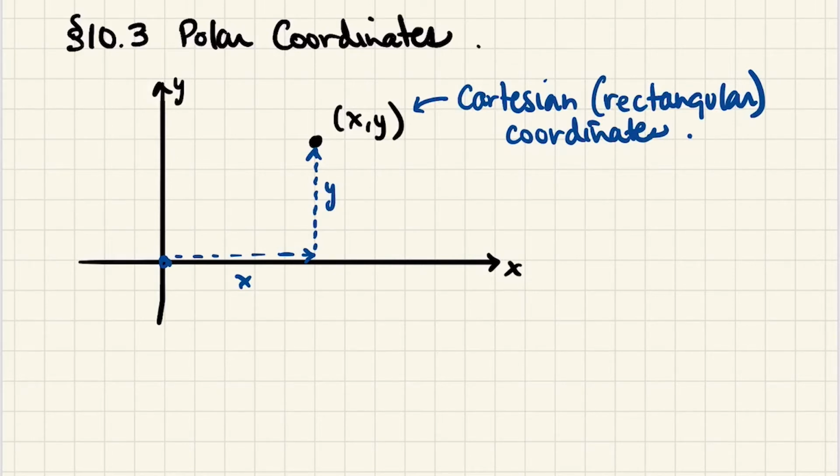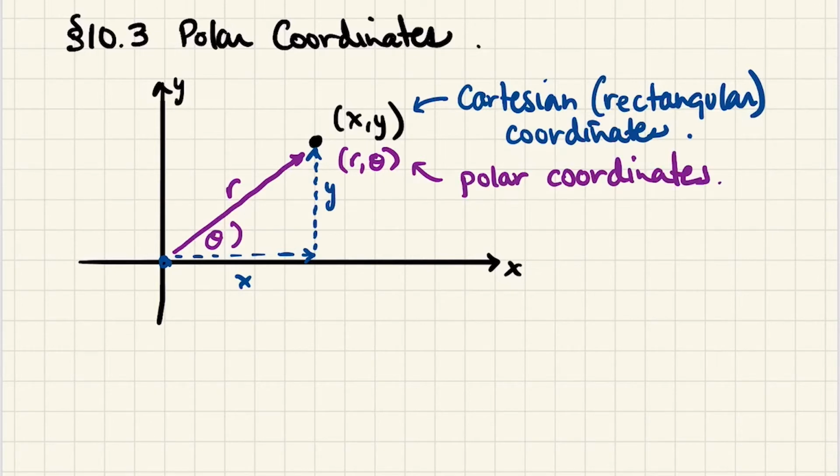However, the polar coordinate system arrives at that point a different way. In the polar coordinate system, what we do is we say it's r units this way and theta units up in standard position. And so we would give these coordinates in r comma theta. All right. Now, unlike Cartesian coordinates, polar coordinates for a given point are not unique.